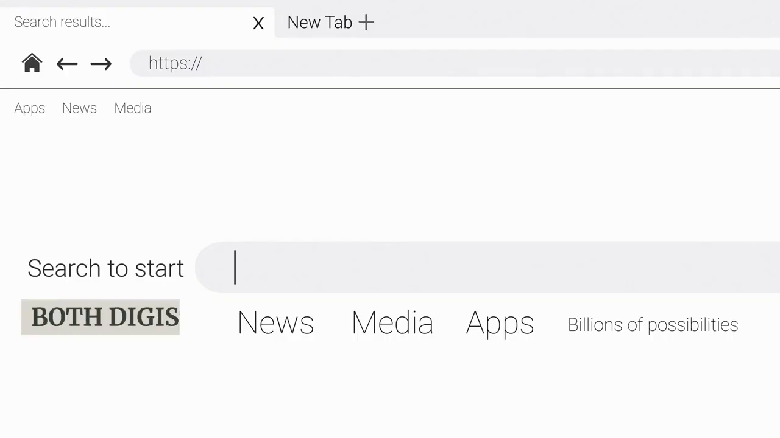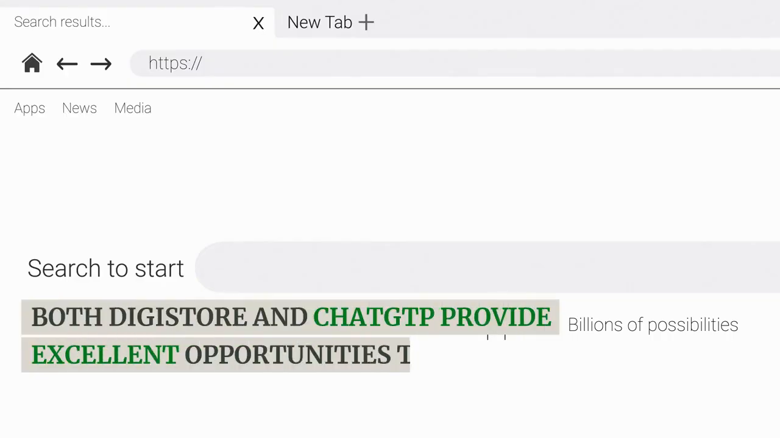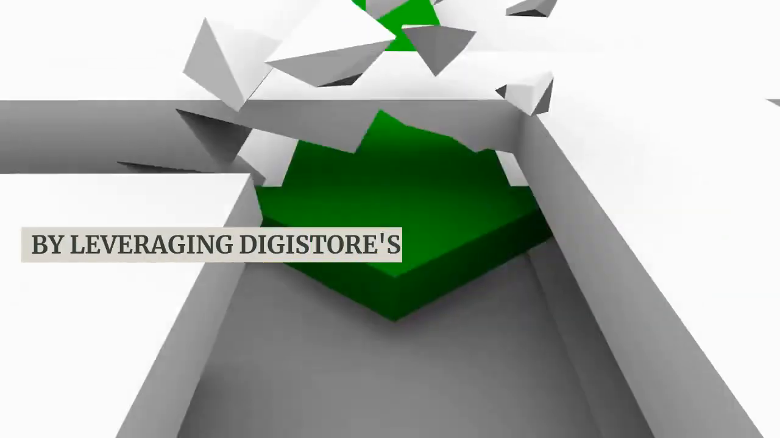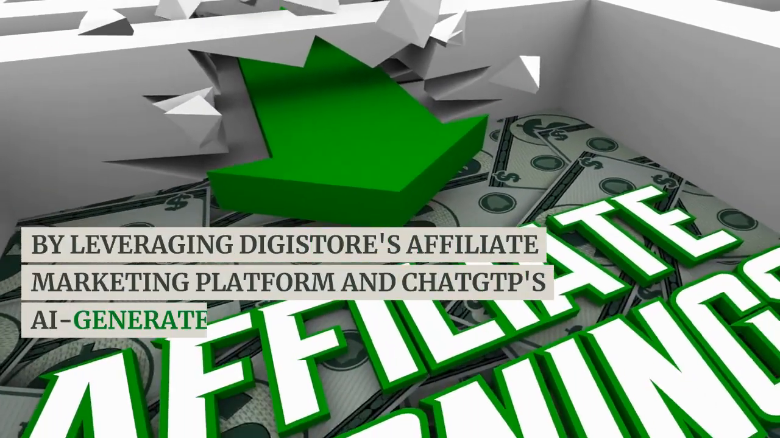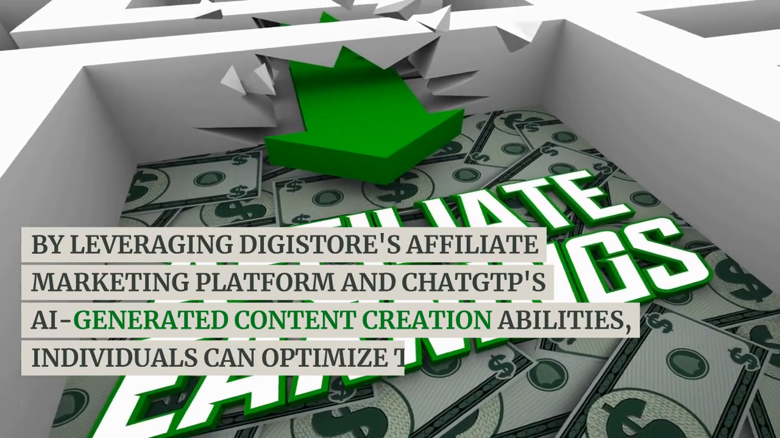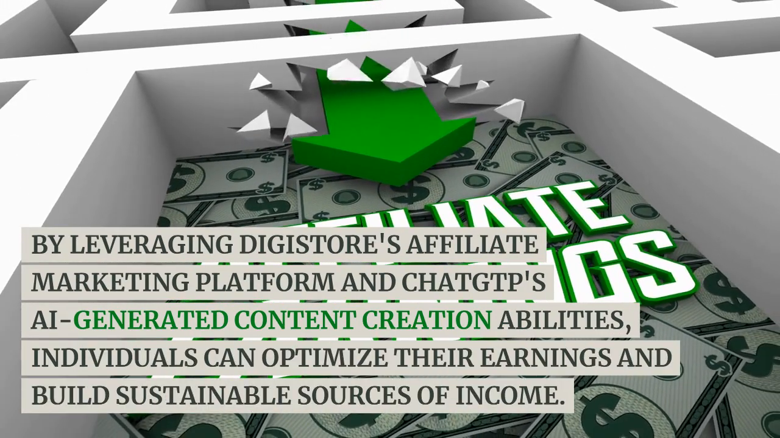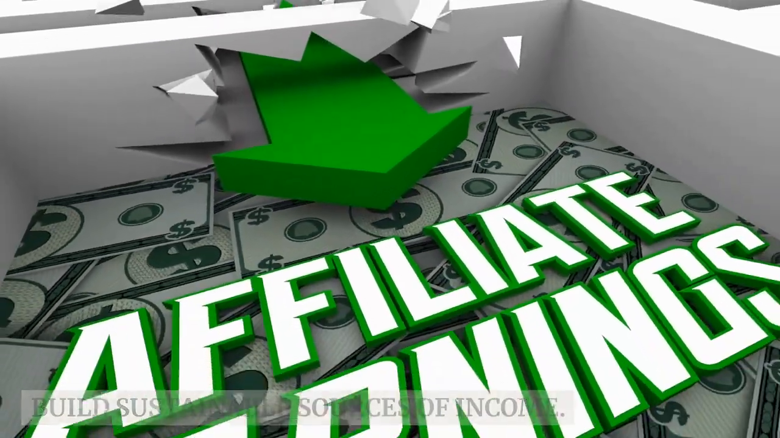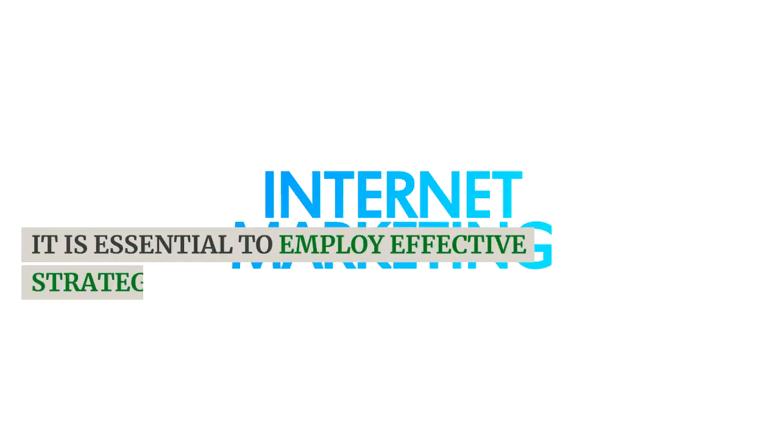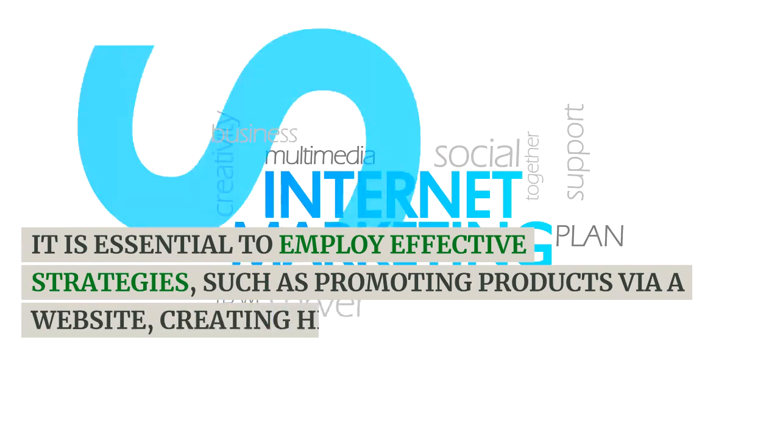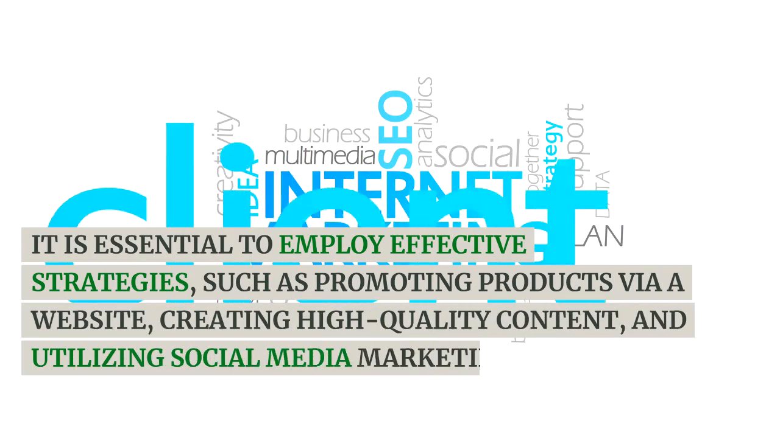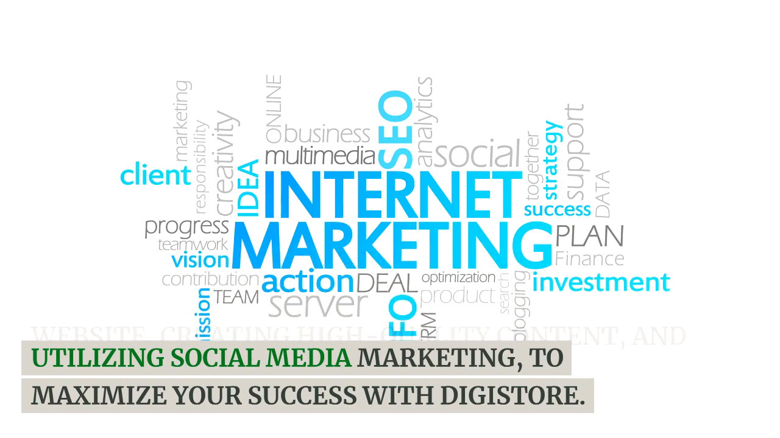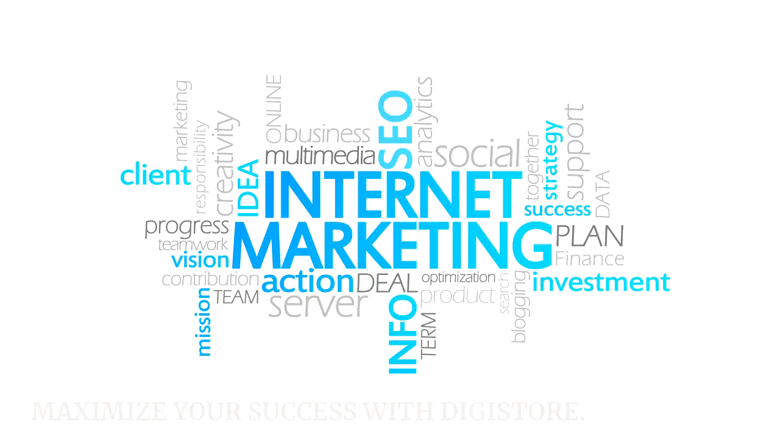Conclusion: both Digistore and ChatGPT provide excellent opportunities to make money online. By leveraging Digistore's affiliate marketing platform and ChatGPT's AI-generated content creation abilities, individuals can optimize their earnings and build sustainable sources of income. It is essential to employ effective strategies, such as promoting products via a website, creating high-quality content, and utilizing social media marketing, to maximize your success with Digistore.